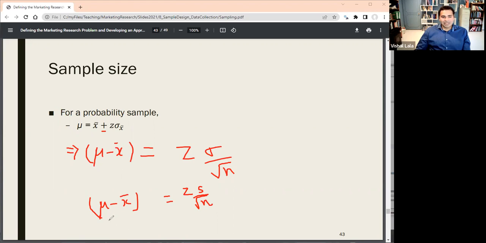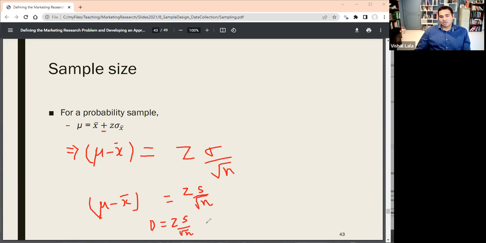So mu minus x bar here is nothing but the difference between the true value mu and the sample value. That's the amount of the interval of the confidence interval we're willing to accept, or the precision we're willing to accept out here. We'll call that D or H, doesn't matter. Let's stick with D for now. And on the right side, we still have ZS divided by root N.